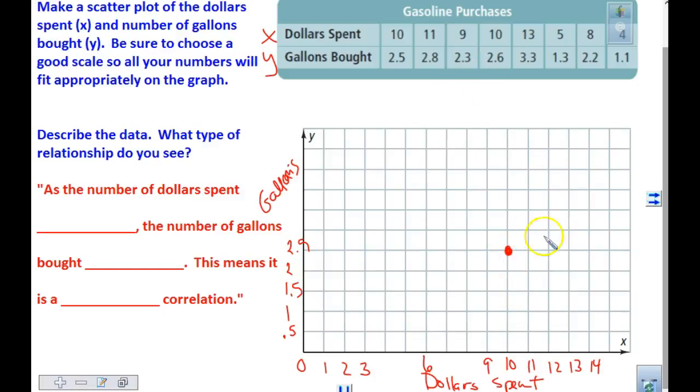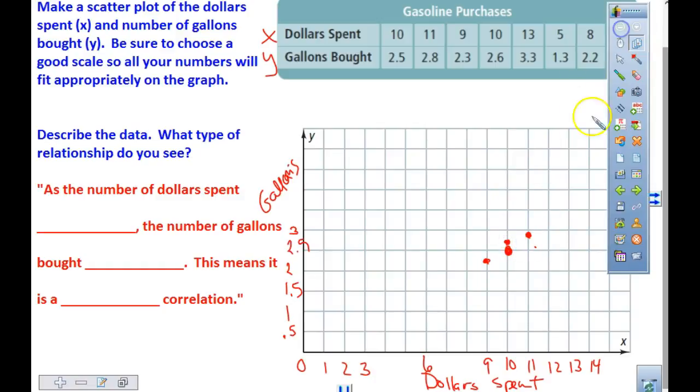For 11 gallons, or $11 spent, I get 2.8. Right, so 2.8, kind of close. This is up to 3, right? Maybe a little higher than that, depending on where you're going to put it. Okay, so you're estimating that one. At 9, we're at 2.3. We had another one at 10 at 2.6, so it should be right above that one, right?